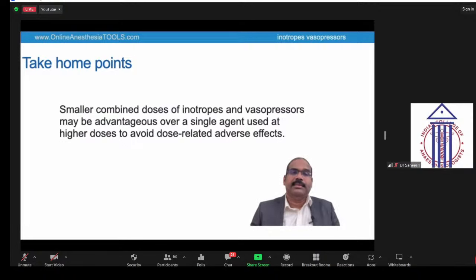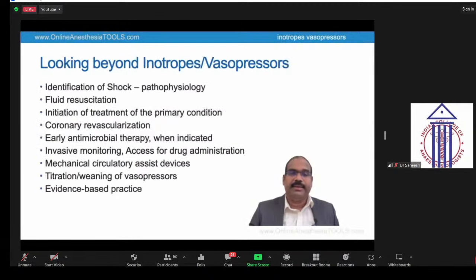Okay, summarizing take home points: smaller combined doses of inotropes and vasopressors may be advantageous over a single agent used at maximal and higher doses. This practice helps us to avoid dose-related adverse effects. Looking beyond inotropes and vasopressors, we are looking at a pathology, a life-threatening case, or identification of the shock pathophysiology. If you have an idea about the pathophysiology, you can select your agents and plan your intervention.